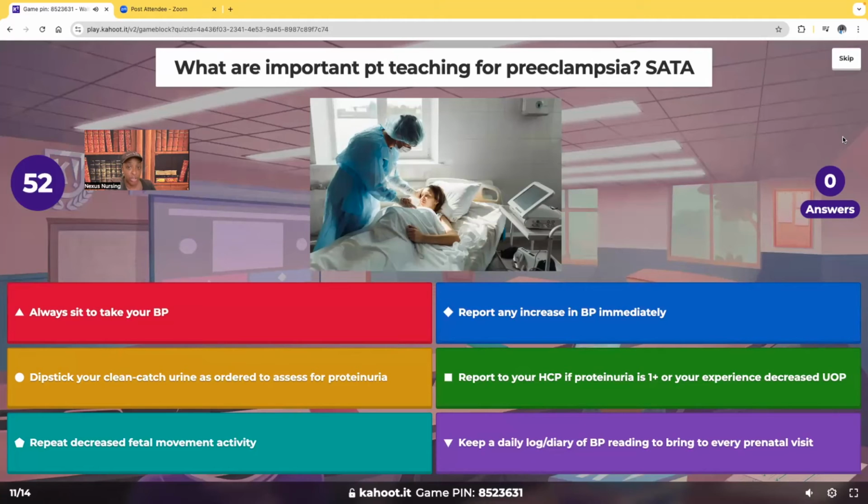Always sit to take your blood pressure. Report any increase in blood pressure immediately. Dipstick your clean catch urine as ordered to assess for proteinuria. Report to your healthcare provider if proteinuria is 1 plus or you experience decreased urine output. Report decreased fetal movement activity. Keep a daily log or diary of your blood pressure readings to bring to every prenatal visit. Those are your options. Select all that apply. What are you going to teach your patient that has preeclampsia?